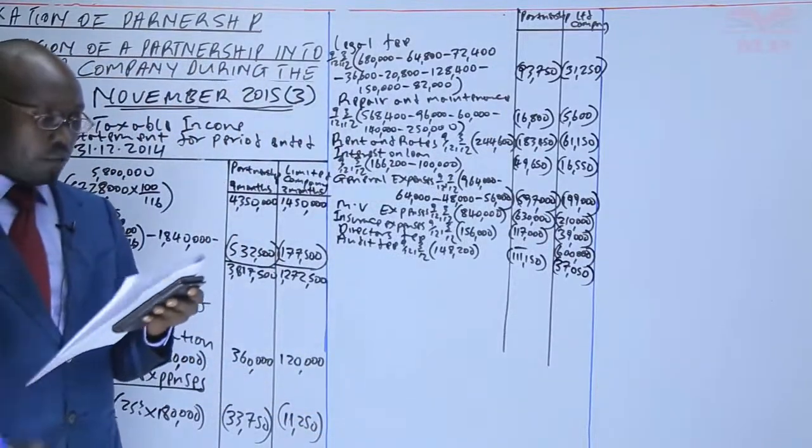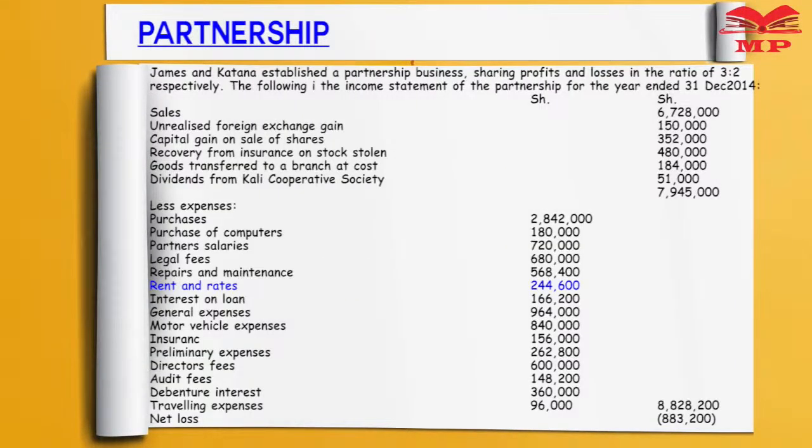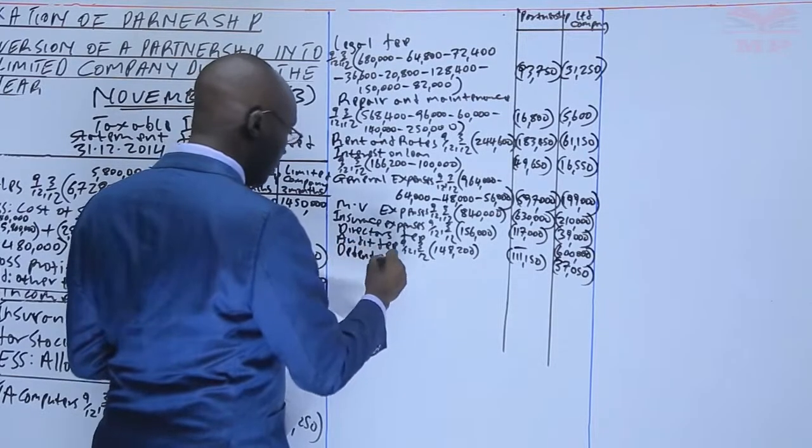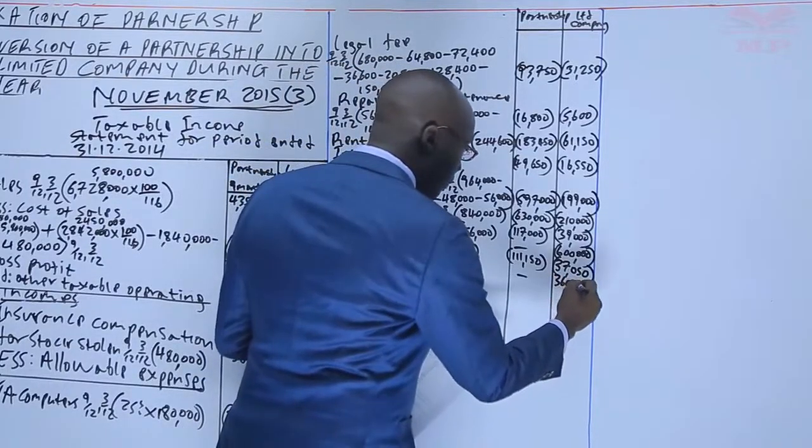After that, we have the debenture interest. We say debenture interest is allowable, and only a company can issue debentures. So for the company, allowable, for the company, debenture interest. We have 360,000.